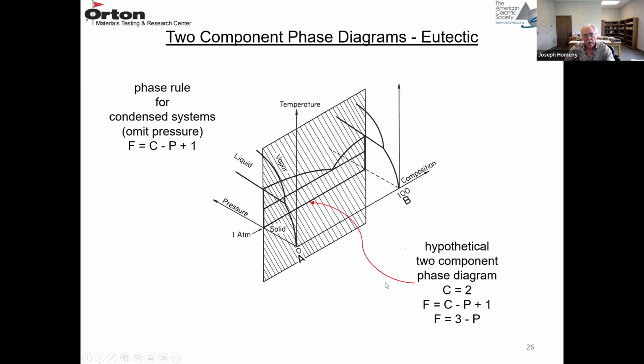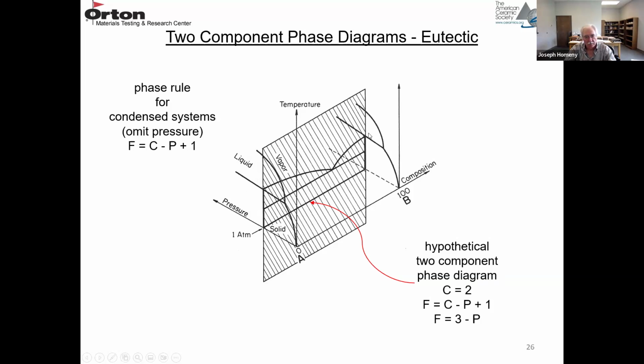So we take that plane out, and the phase rule for condensed systems, we're eliminating pressure. So this was a 2 in a single component system. It's now 1. So the phase rule is changed. It's F equals C minus P plus 1.